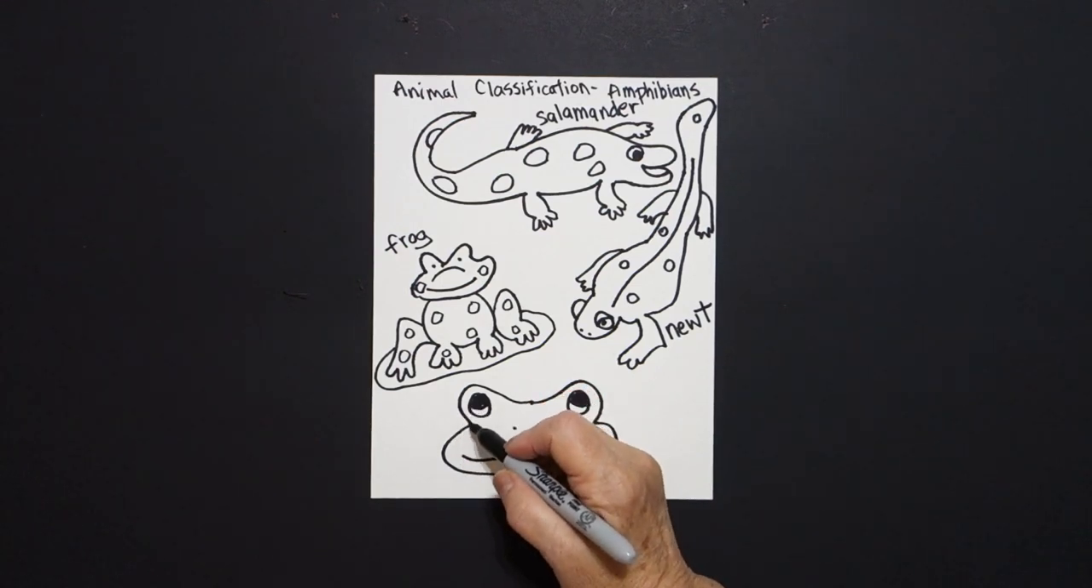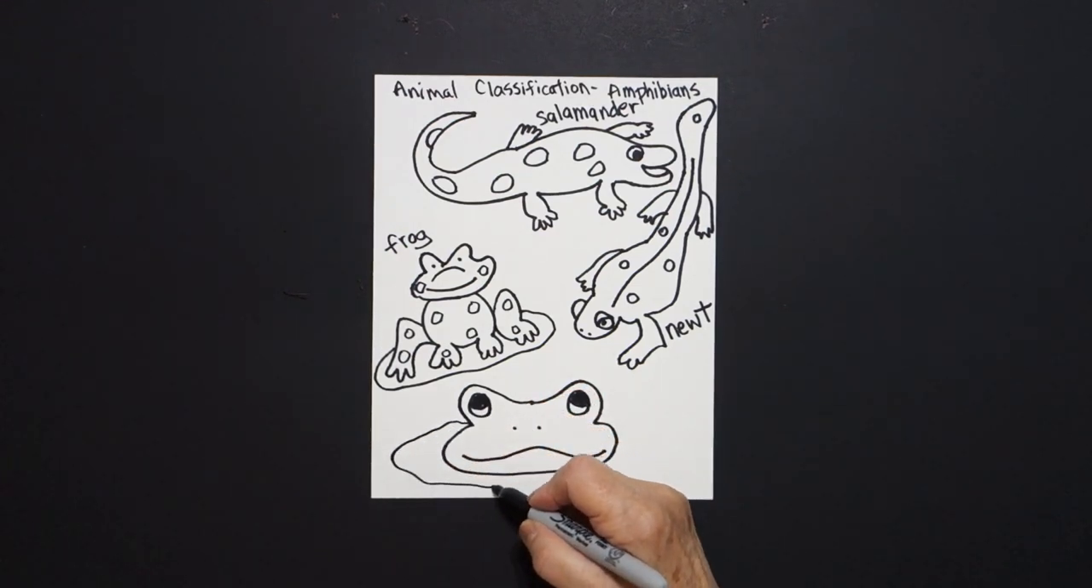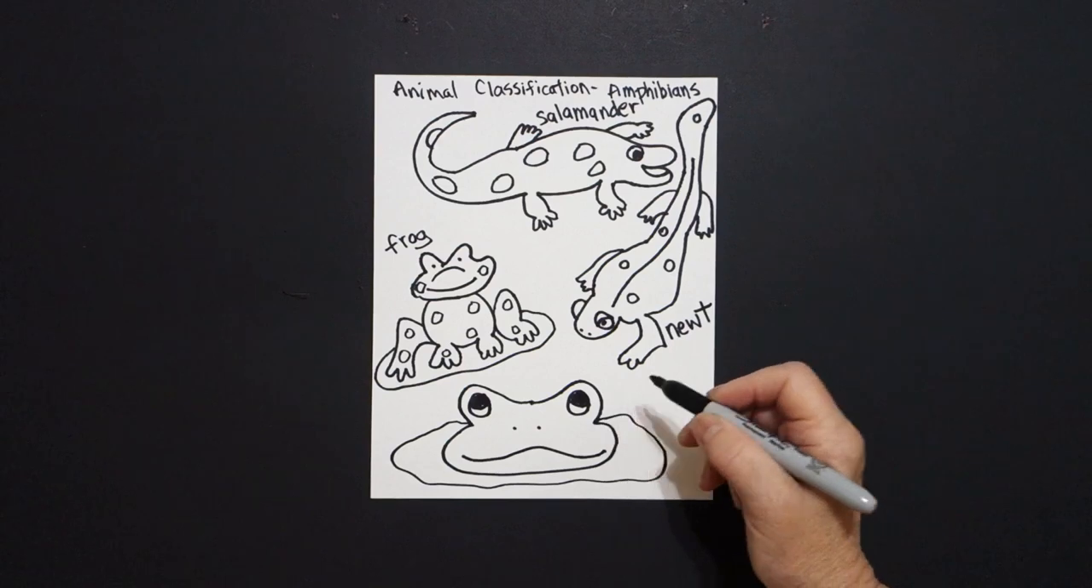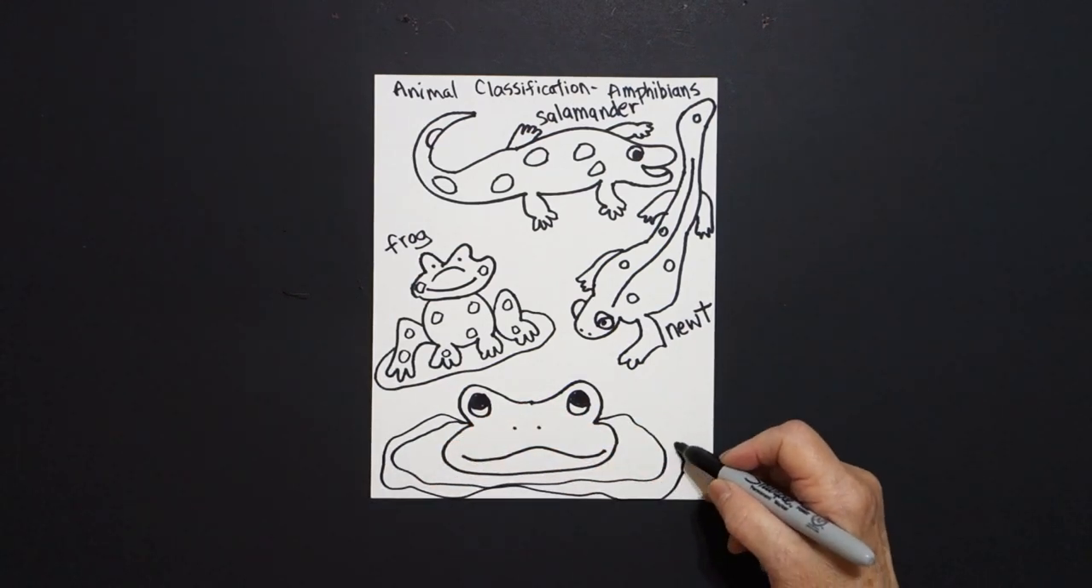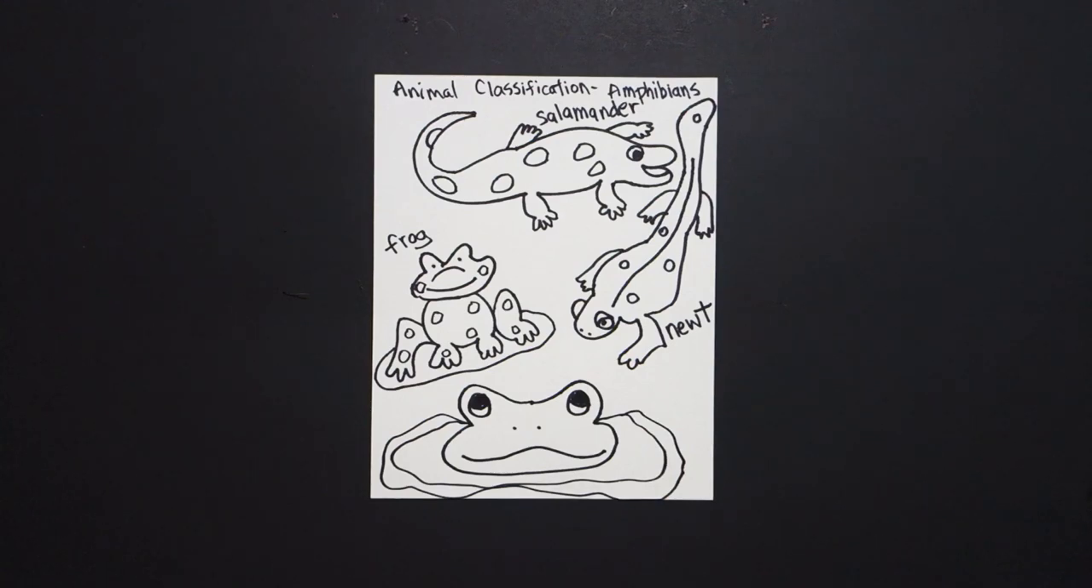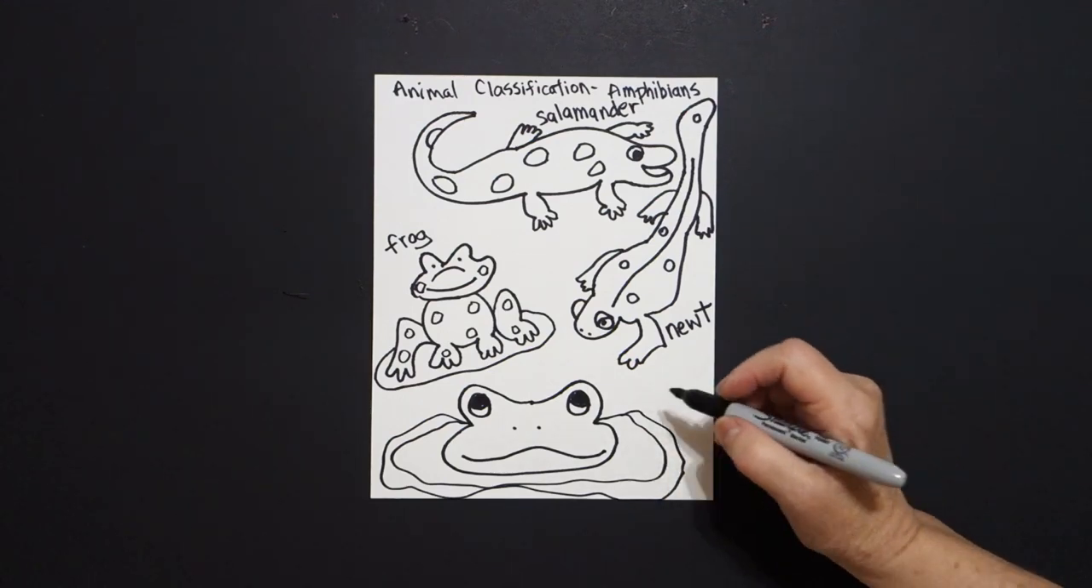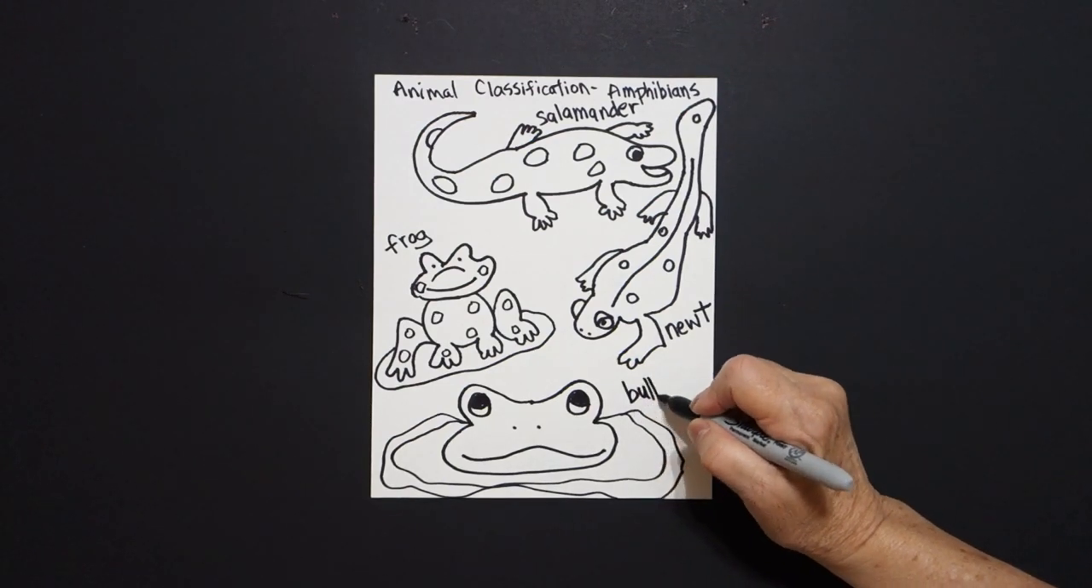He is submerged, so we're just going to draw a wavy line, connect, wavy line, connect. If you want to put one more in, you can. This is a bullfrog.